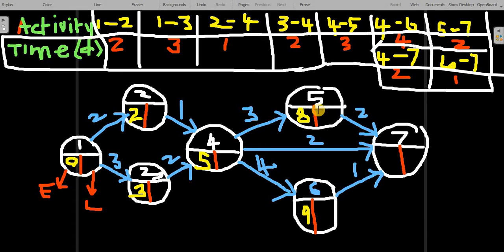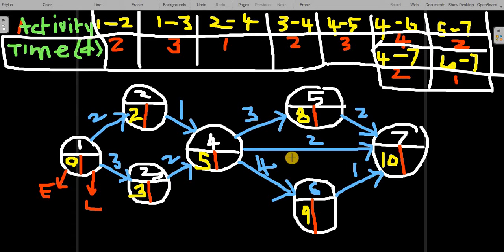Right. First we'll come this way. So 5 to 7, that way, 8 plus 2, 10 will come here. Okay, 5 plus 2, 7 will come here. 9 plus 1, 10 will come here. This way 10, this way 7, this way 10. So which is the maximum? 10 is the maximum. That we have to write here.